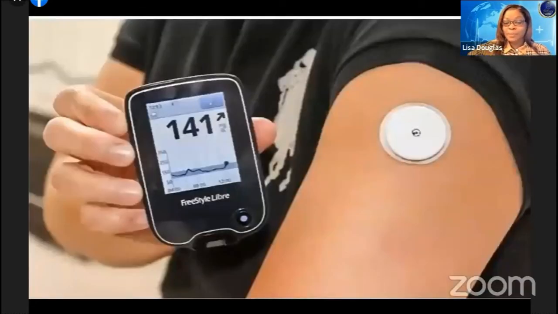We have this one. It's a continuous monitor that is placed in the person's arm, and they have a little device that they literally scan over the arm and it reads their blood sugar. And it's also great when a person is sleeping. Sometimes parents don't want to be waking them up to stick their finger. That device is just used, and then it picks up the blood sugar level.